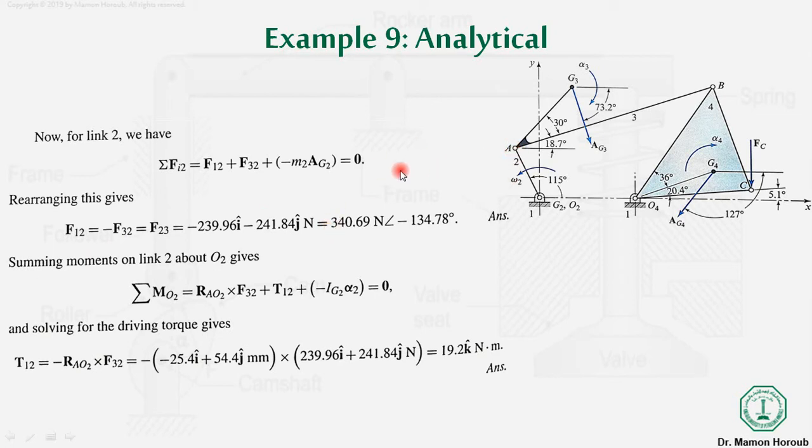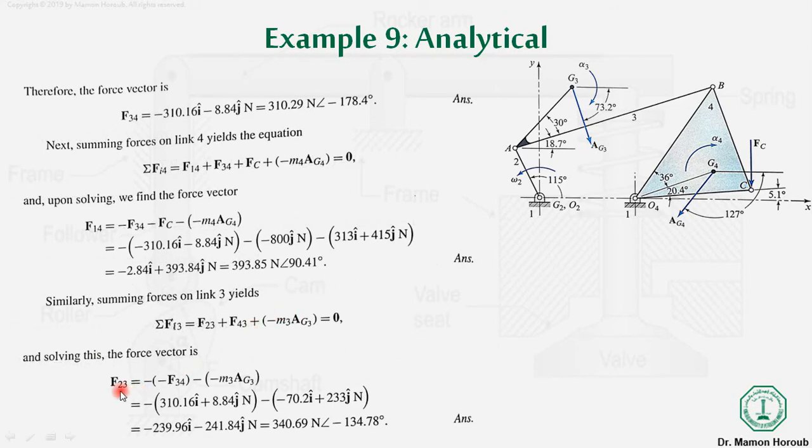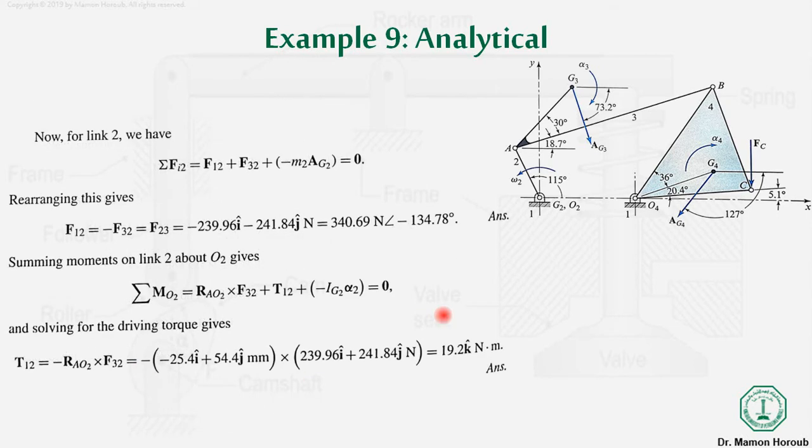previous step. Okay, so F23 and F32 will be equal to one another, that we already calculated over here. If we go back to the previous step, this is F23. So the value of F32 and F23 will be equal to one another.